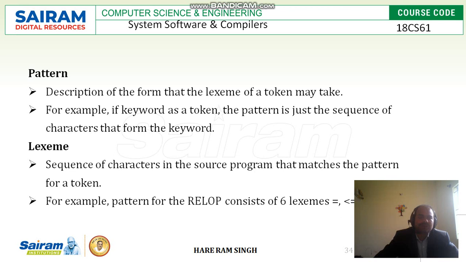Next one is pattern. A pattern is a description of the form that the lexemes of a token may take. It is the rule describing the form that a token can take. For example, for a keyword as a token, the pattern is just the sequence of characters that form the keyword. Suppose if is a token, then the pattern is: first i should come, then f should come. This is the sequence, and this is the pattern.